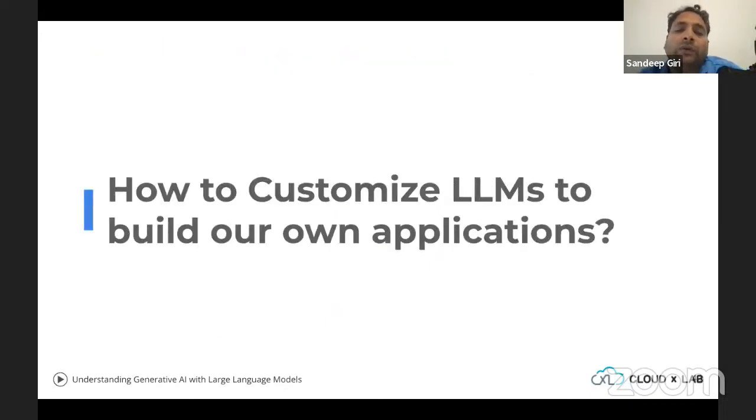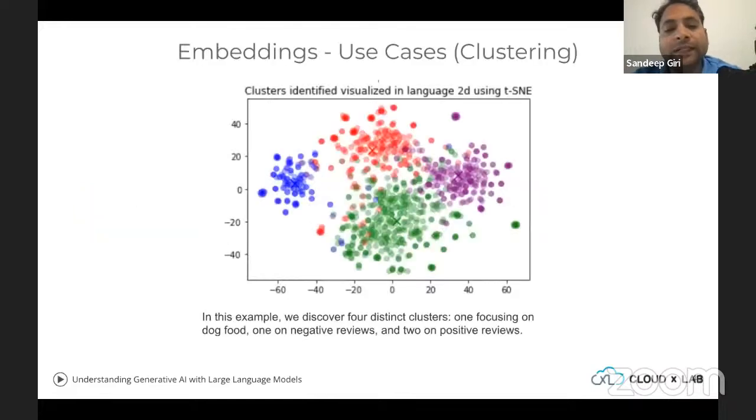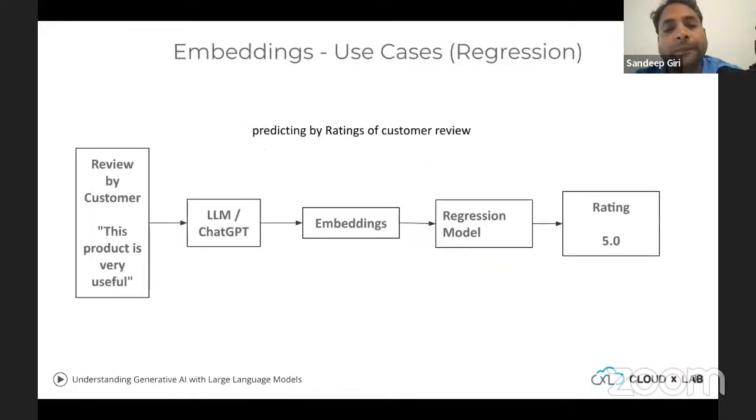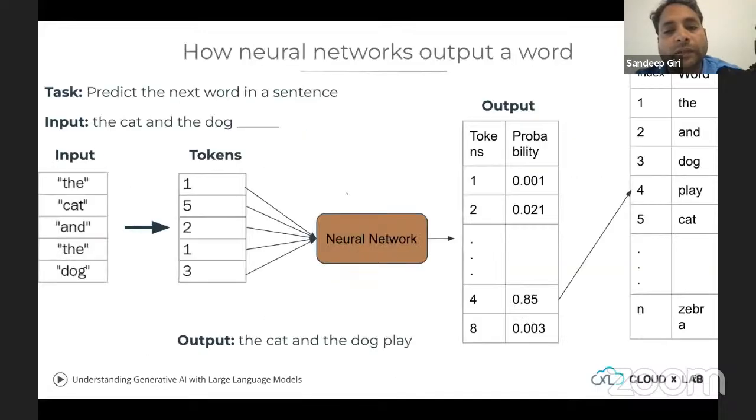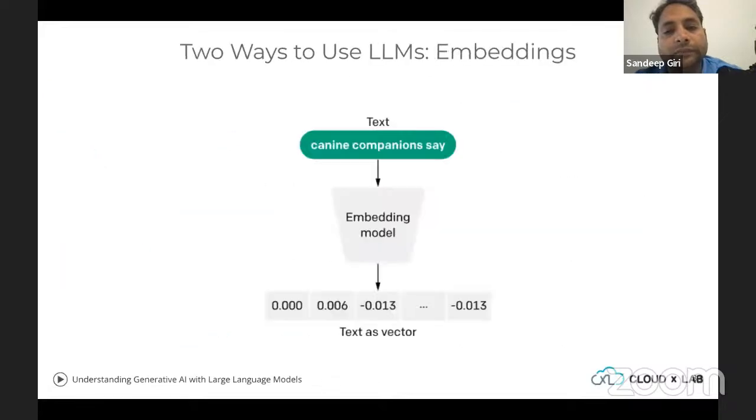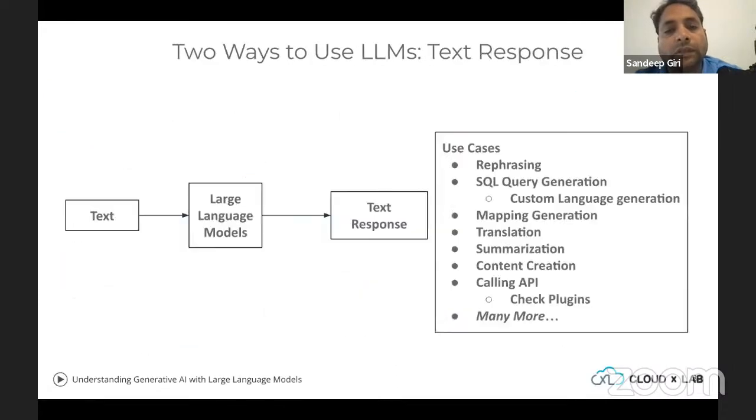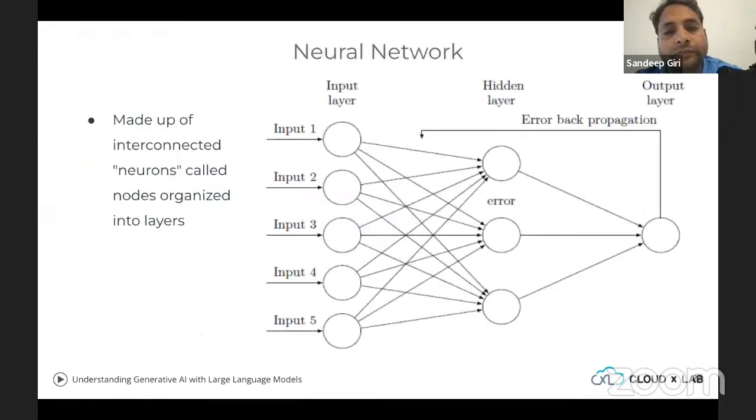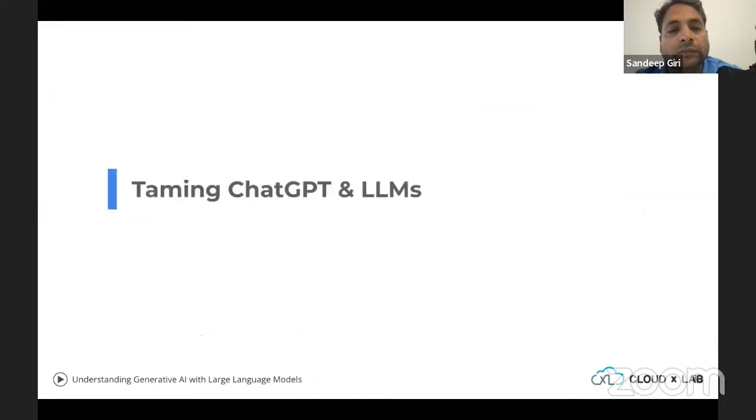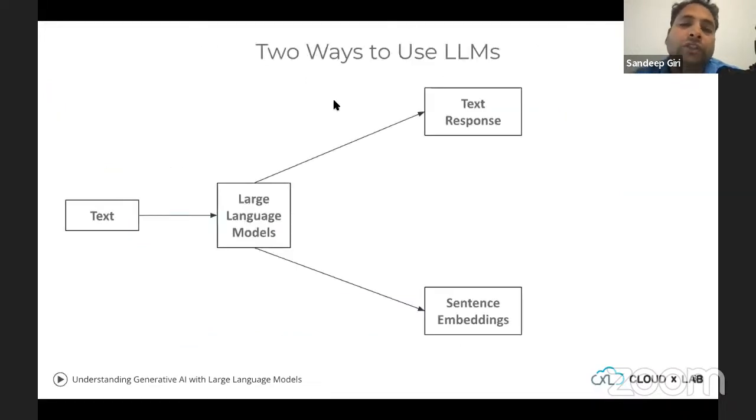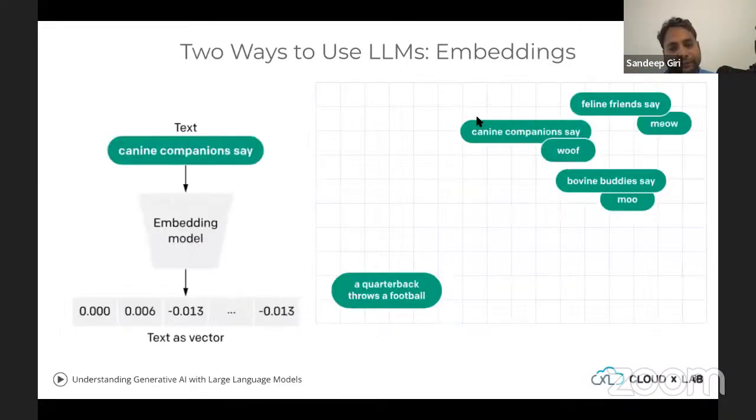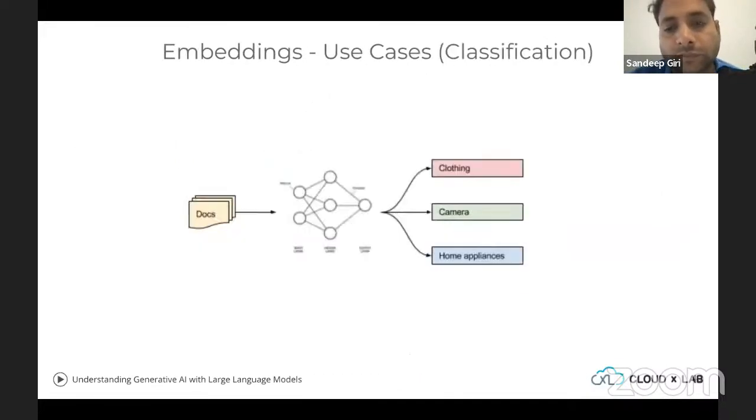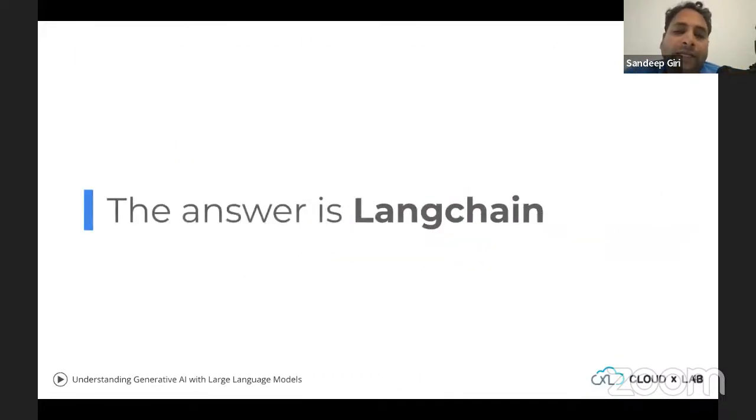Now, a quick question that people have is how to customize LLMs to build our own application. Most of these parts are done via these parts. So this text response part is mostly done via a library called LangChain. So you can try LangChain.